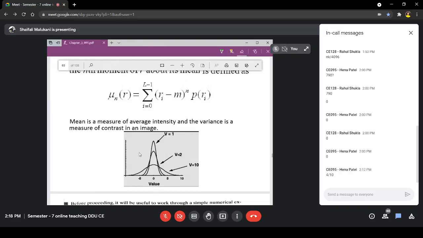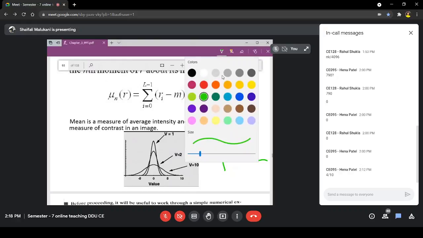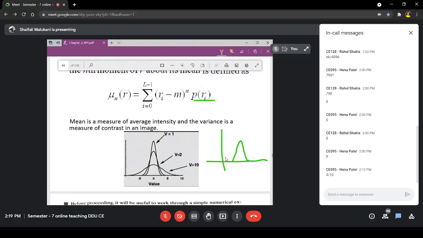Now, the question is what mean and what variance indicate. So, what is the variance? Suppose this PR is my probability of occurrence of a particular observation, and it is looking like this. This is for image 1, and another PR for image 2 looks like this. Can you tell me whether image 1 or image 2 has higher variance?